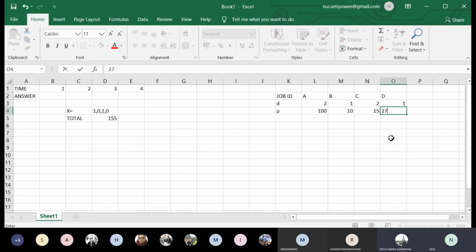Okay. So now how to solve time answer on both of the you write at the C. Time is 1, 2, 3, 4. Okay. Answer. How to solve this one?